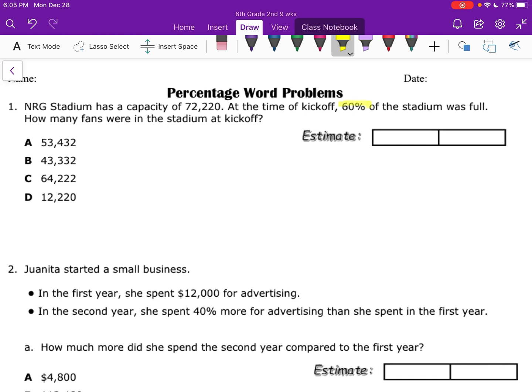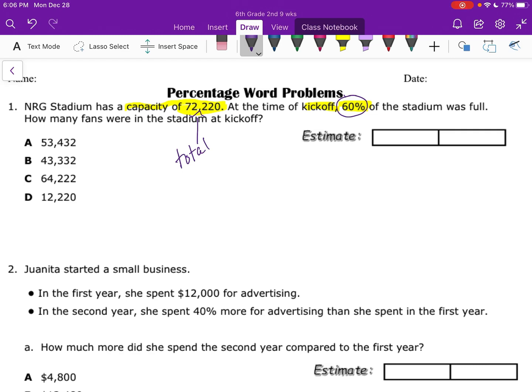So it's 60% full at what? At kickoff. So what does this mean? The stadium has a capacity of 72,220. Yeah, that's the total. So this is the total number of seats that can sit fans. Okay, at kickoff it's not full though. It's only what? It's only 60%.